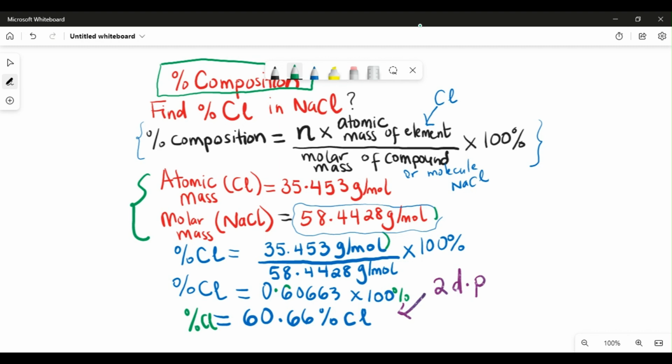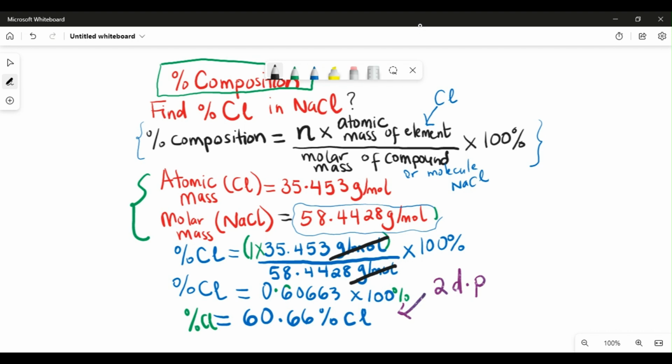So the percent chlorine is going to be equal to the number of atoms. In this case, it is just one atom of chlorine in NaCl. So we can say 1 times the atomic mass of chlorine, which is 35.453 gram per mole, right? All of that information divided by 58.4428 gram per mole. And of course, what are we going to do? We are going to cancel out the gram per mole in the numerator as well as in the denominator. So all of that information times 100%.